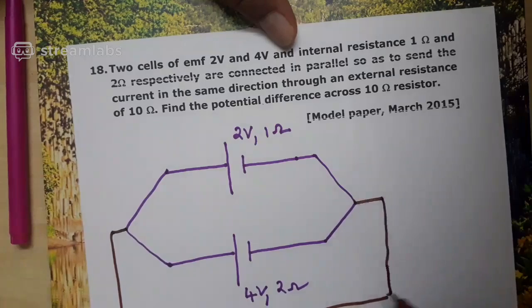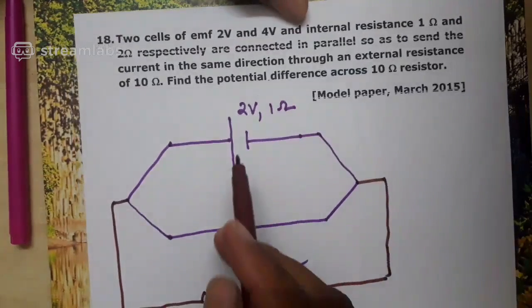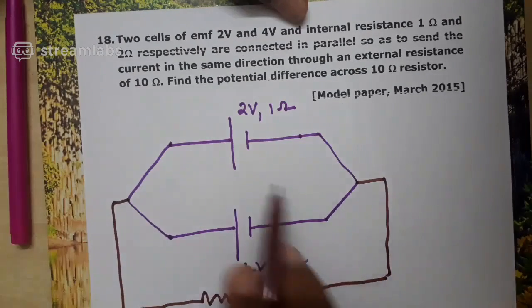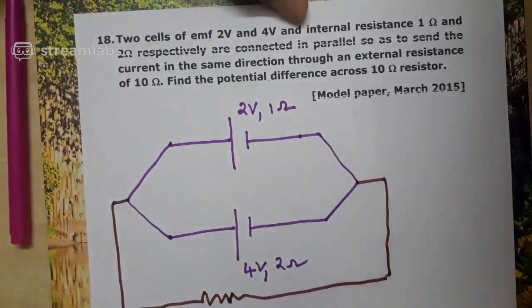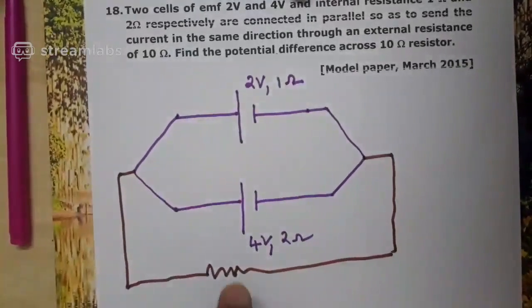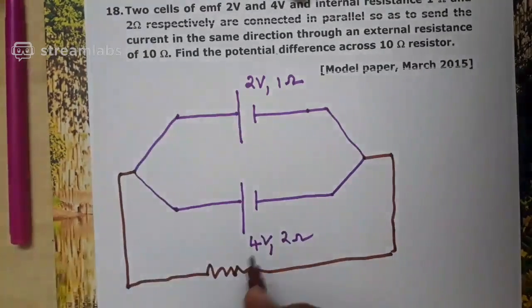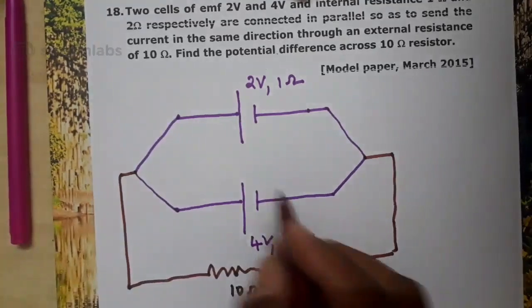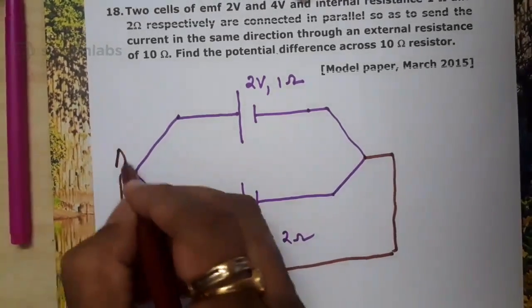So you have solved one AIC level 1 problem. There one cell was sending current in one direction, the other cell was sending current in the opposite direction. That is also a parallel combination with a resistor. But here both cells have to send a current through a 10 ohm resistor in the same direction, which means they should be connected like this.